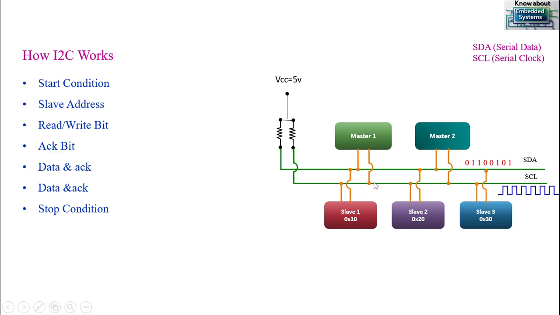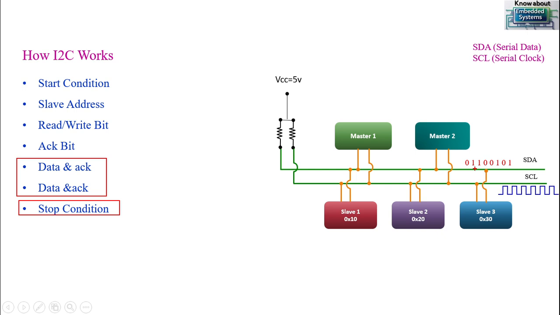After getting the confirmation from the slave, the master can transmit data to the slave, or the slave can transmit data to the master. The communication continues, and finally, if the master wants to end the communication, it has to send a stop condition. Once the stop condition is sent, the communication is halted and the I2C bus is released for the second master. This is how I2C communication works in embedded systems. If you explain this much in the interview, that is more than enough.